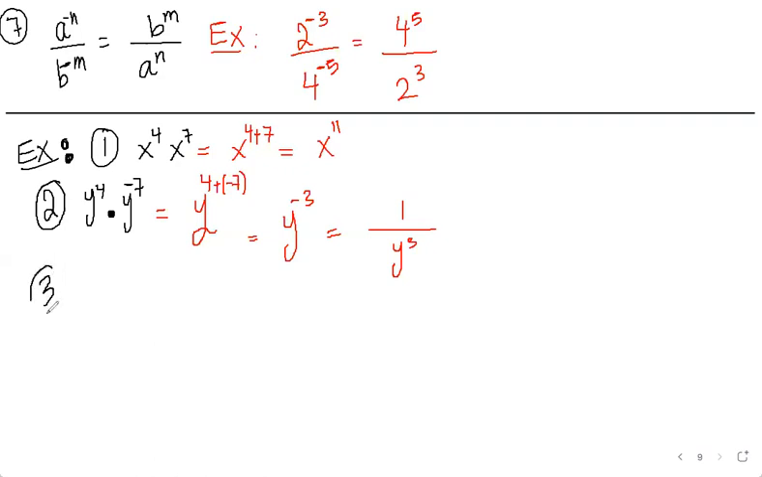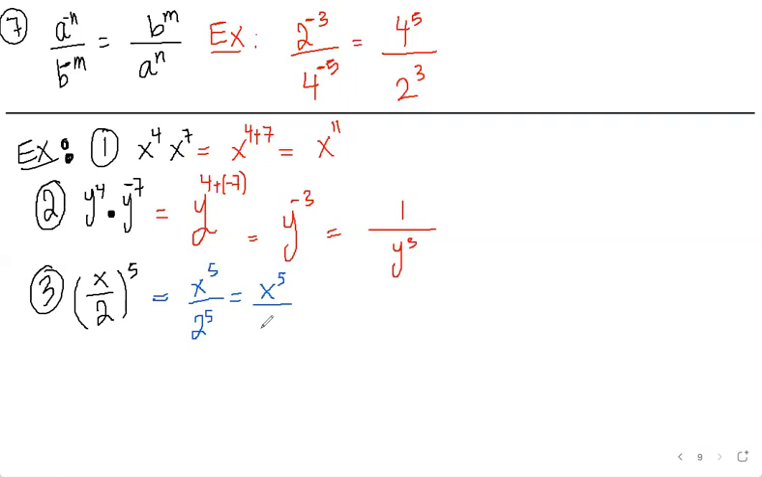Example number 3 is x over 2, everything to the power 5. What is that equal? Who will do this one? Okay. X to the power 5 over 2 to the power 5. And how can we simplify it? X to the power 5 over what? 2 to the power 5, what is that equal?